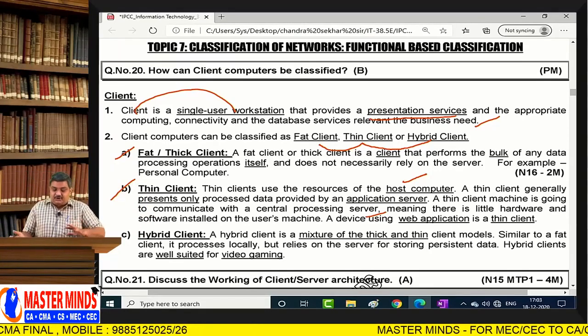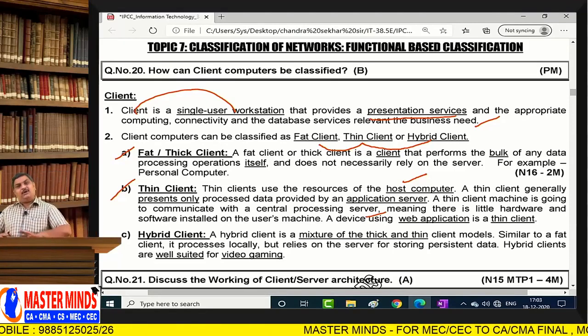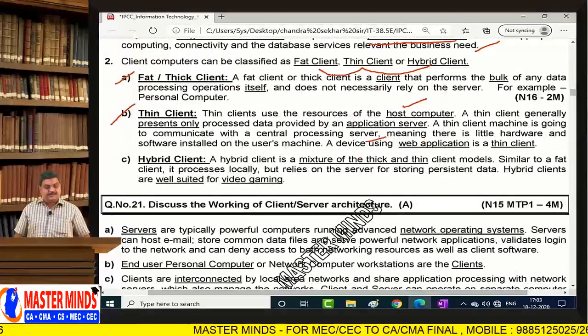A hybrid client is a mixture of both thick and thin clients. That means it can work locally or it can also connect to a network. So if both things are possible, then it is called a hybrid client.